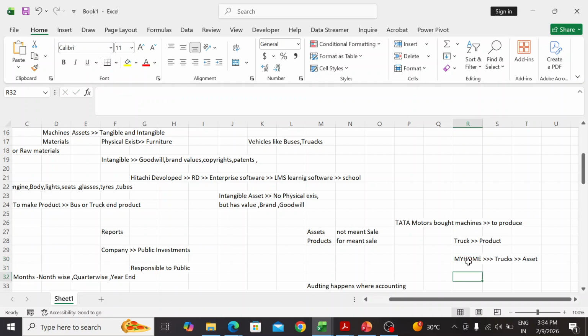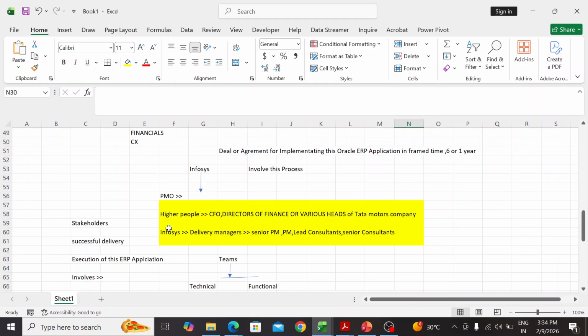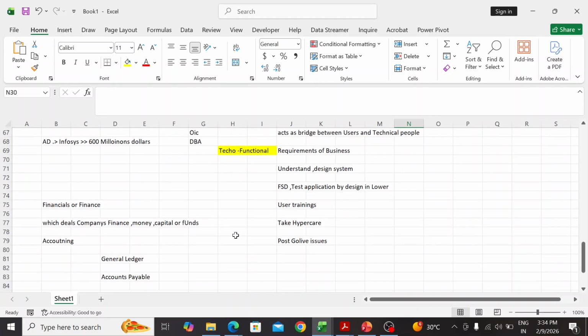Based on our nature of business, we will classify them as assets and products. But in general terms, assets are mostly not for sale, products are mostly for sale. Okay, clear? So this is what you are going to learn.